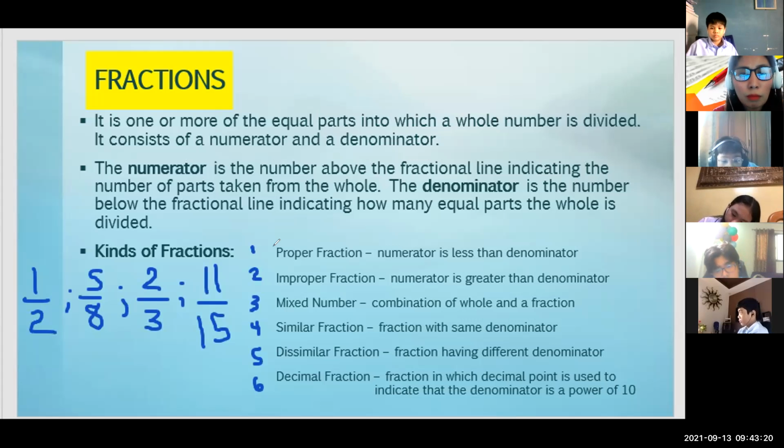The proper way of giving the form of fraction is like this, the proper fraction.